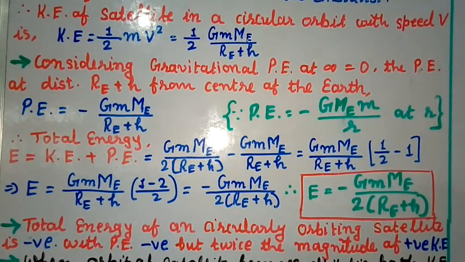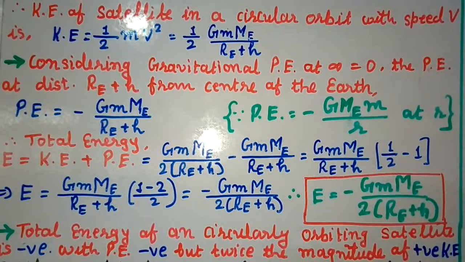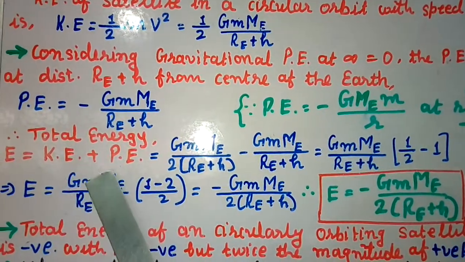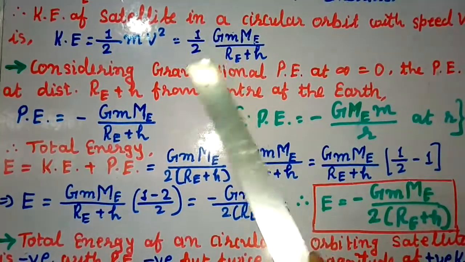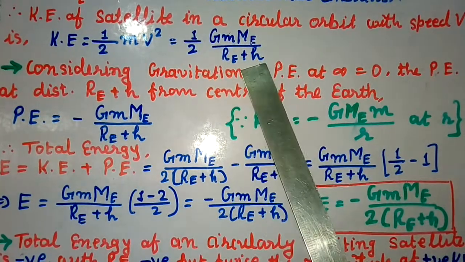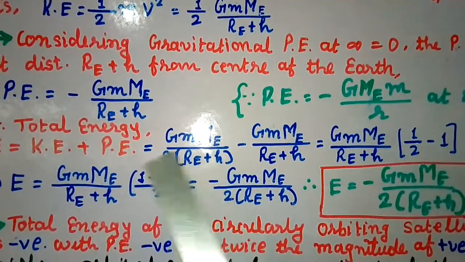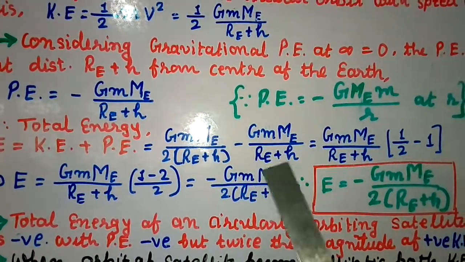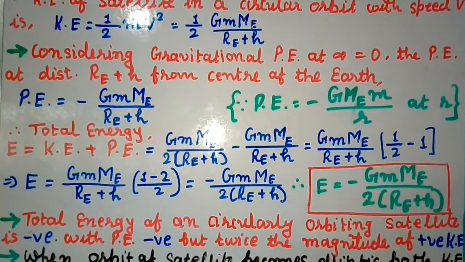Now we want to write the total energy. So total energy is the sum of kinetic energy and potential energy. Therefore total energy equals kinetic energy plus potential energy. Kinetic energy is this value, 1 by 2 GMe by Re plus h, so I write here GMe by 2 Re plus h, and potential energy is minus GMe by Re plus h. Just placing the value of kinetic energy and potential energy.